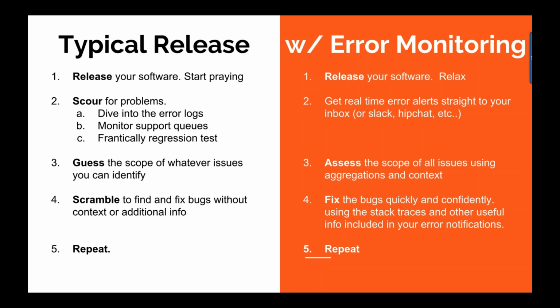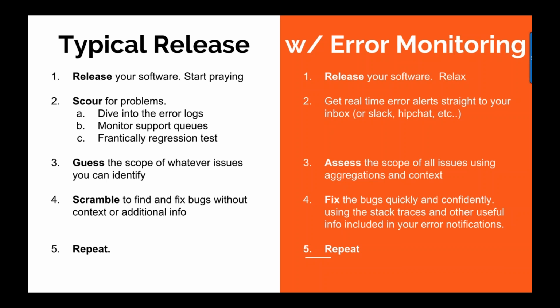your typical release is you release software and you kind of immediately start praying. And then once you've taken a second to start praying, you start scouring for problems. You're diving into the logs, you're monitoring support queues, you're frantically regression testing. And as you find problems, you're kind of guessing the scope. Is this affecting all users, some users? Is it gonna hit the metrics or not? And then you're scrambling to find and fix these bugs, really without the context or additional information that helps you prioritize and get them fixed quickly.